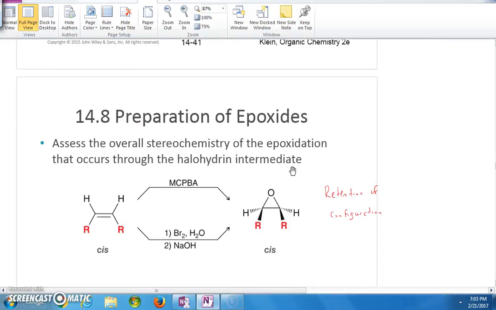Now, as for the overall stereochemistry of the epoxide formed through the halohydrin intermediate, you can see that the reaction proceeds with what? Retention of configuration. So if you start out with a cis, whether you use MCPBA or you use a halohydrin in presence of base, you still get the cis. So it proceeds in either case with retention of configuration. So please make a note of that.